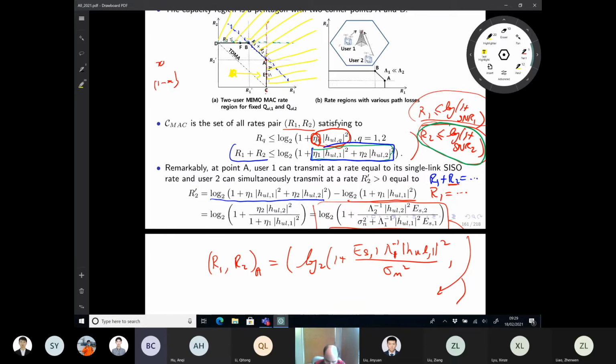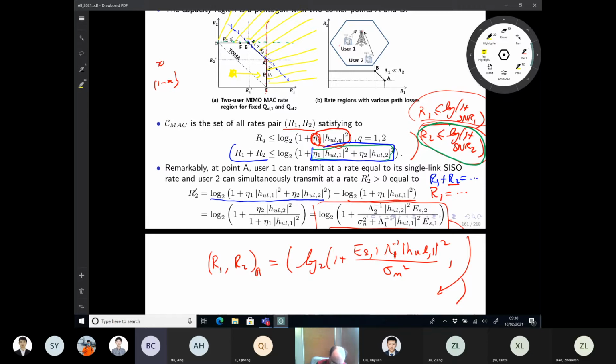The green one will now be this rate, the single user rate for user 2, and the blue one will be the same here. So now I'm going to have a similar expression, but the rate of user 2 here will be equal to this. So that's going to be the maximum rate for user 2. And the rate of user 1 will be equal to log2(1 + SINR), where now I decode the user 1 stream first, and then the user 2 stream after, right?